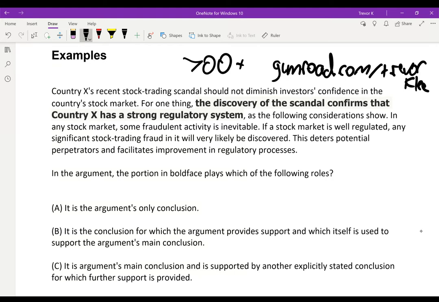So what is this boldface? We only have one boldface here. This is the conclusion, and the rest of the argument supports this. I don't even need to understand the rest of the argument because they so helpfully provided this sort of language, as the following considerations show. So the rest of the argument supports this, right? The rest of the considerations show that this is true. So that's a conclusion. A conclusion is something that the rest of the argument supports.